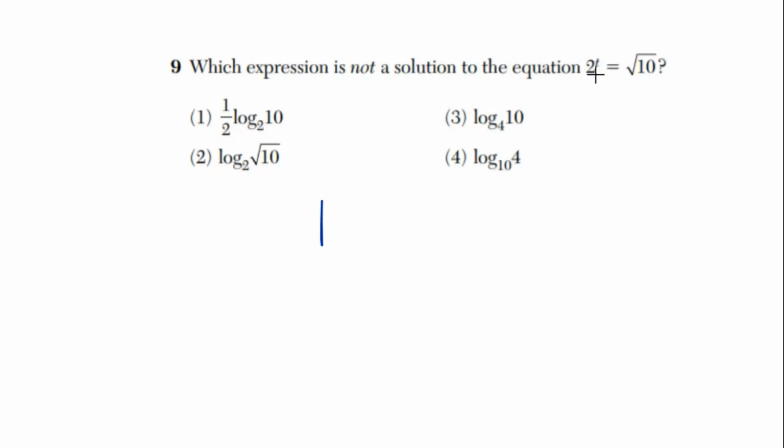When you see this right here, we have 2 to the t, our variable that we care about is an exponent. That's a dead giveaway. We're probably going to be using logarithms. So what I like to do is I just log both sides. So I log 2 to the t, equal to the log of square root of 10.